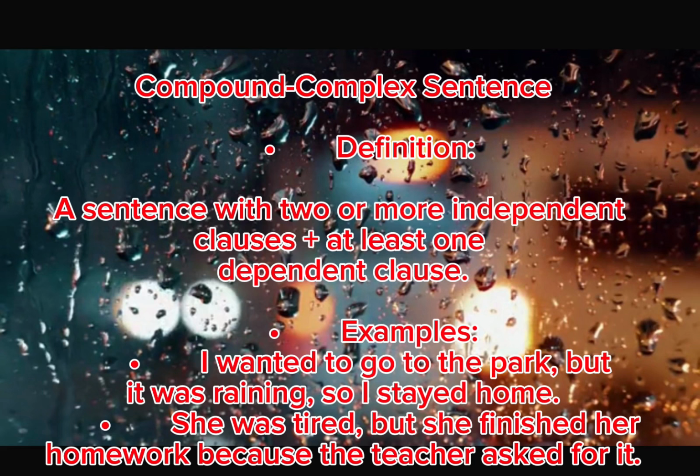Here in this sentence, I wanted to go to the park is one independent clause. It was raining, that is an independent clause. So I stayed home, that is the dependent clause. Another example: she was tired, that's an independent clause. But she finished her homework, that's also one independent clause. Because the teacher asked for it, that is a dependent clause. So these kinds of sentences are called compound complex sentences.